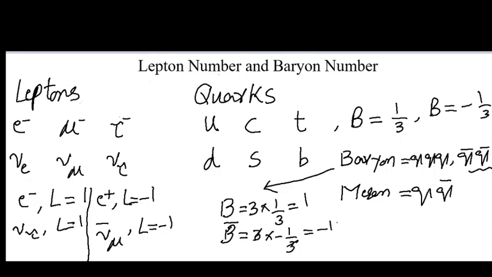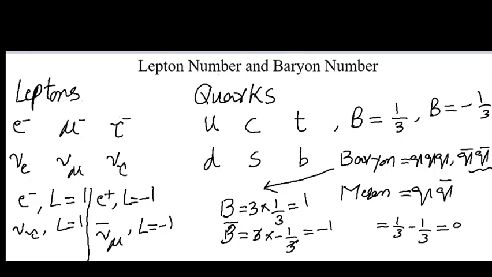As meson consists of a quark and an anti-quark, the baryon number of meson will be 1/3 - 1/3, which is equal to 0. So for meson, we have a baryon number of 0, while for baryon, we have a baryon number of +1, and for anti-baryon, we have a baryon number of -1.